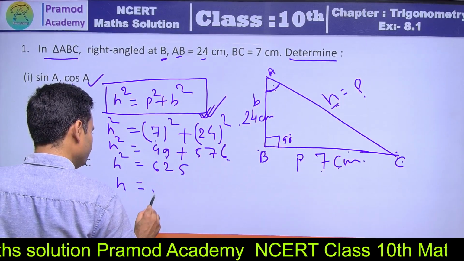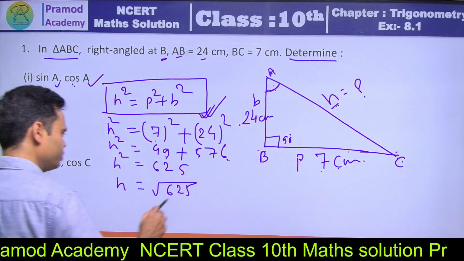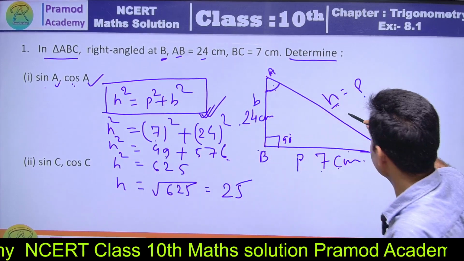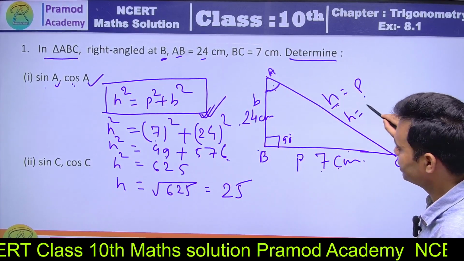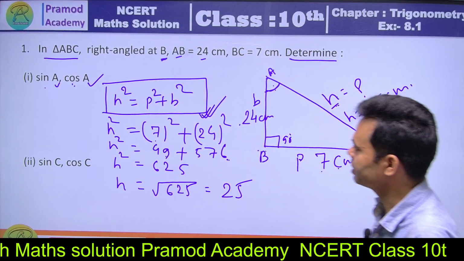Then H equals root under 625. What is the square root of 625? It will be 25. So now I got the value of H. H equals 25 centimeter.